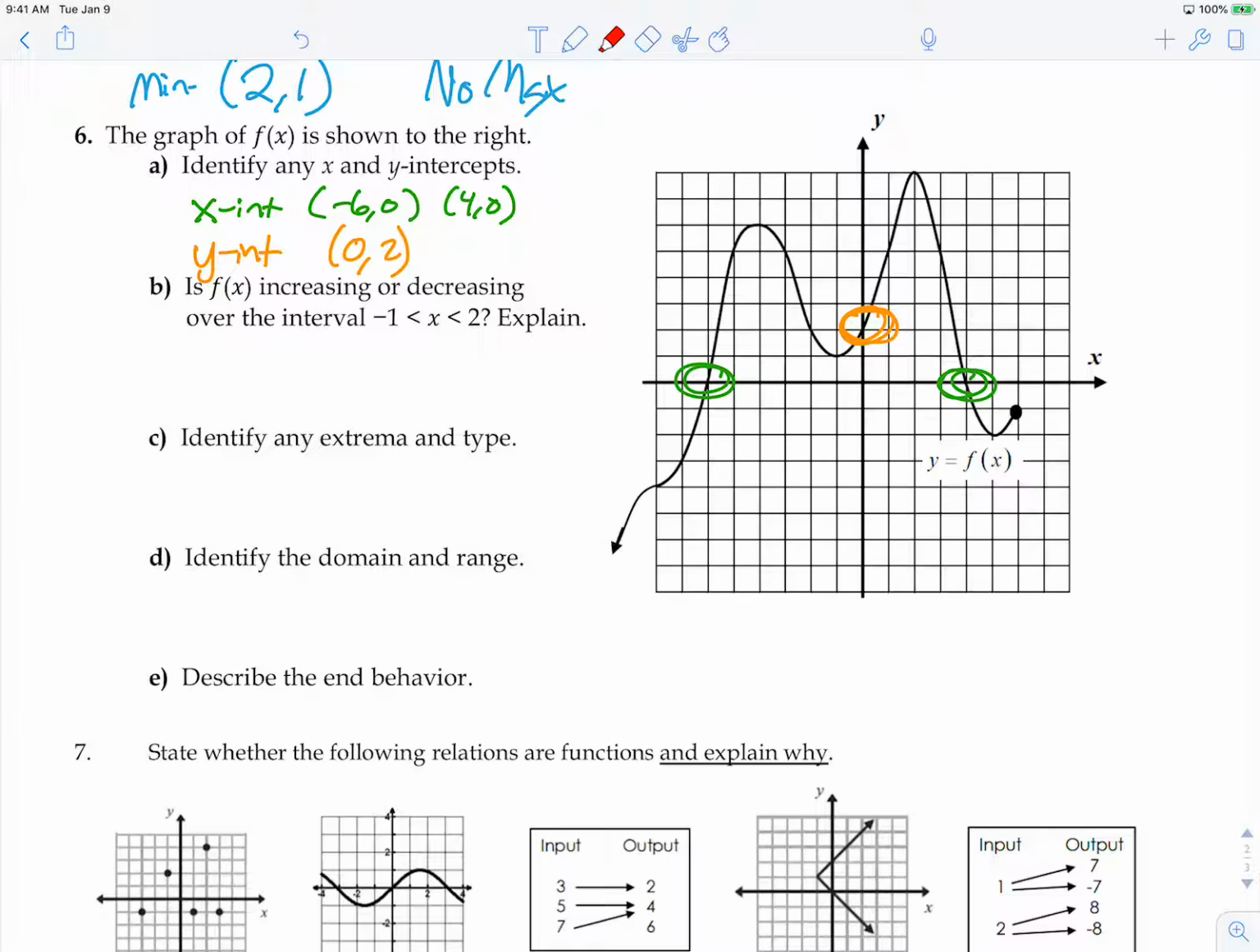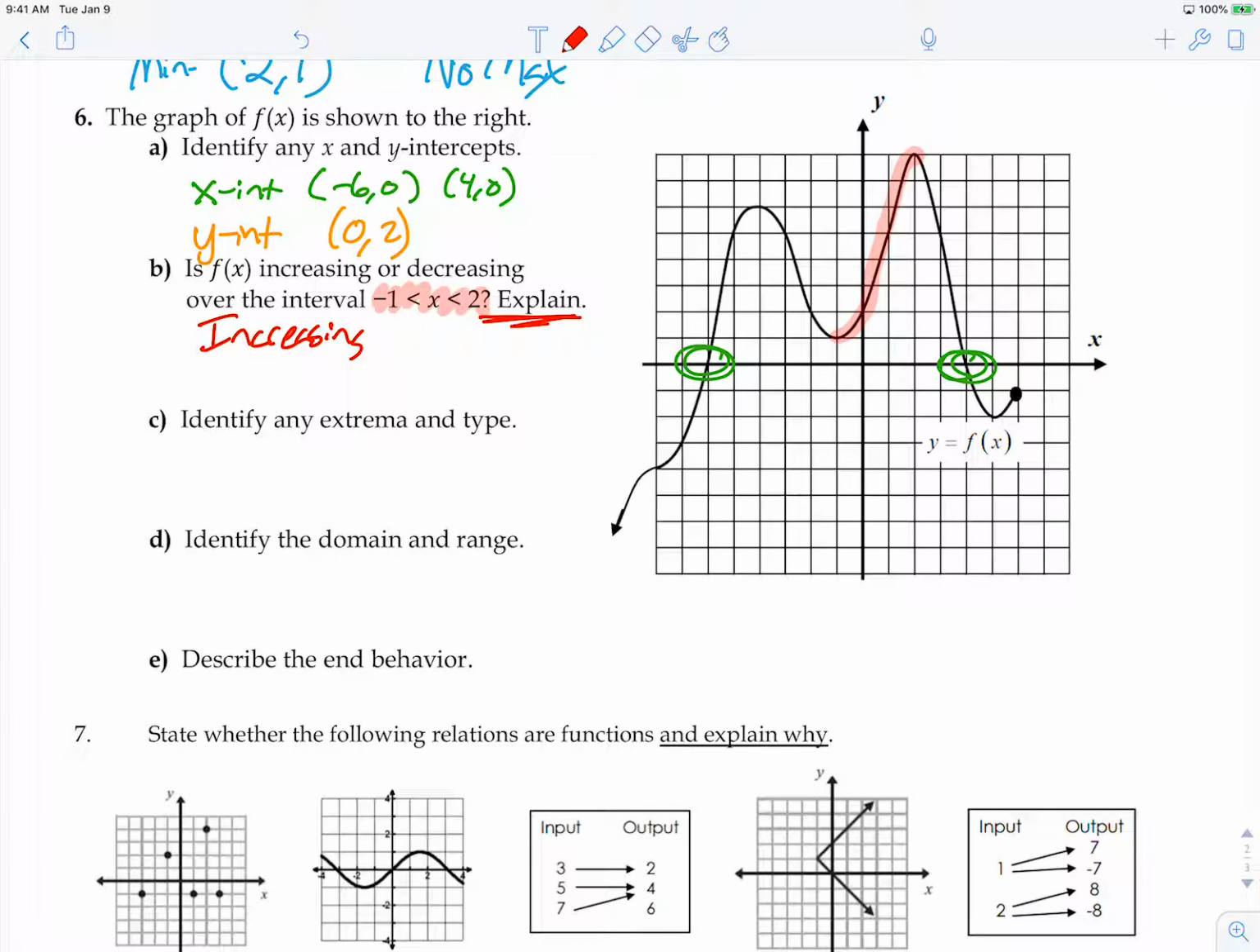I'm just learning more. Okay, between negative 1 and 2, if you were to look at the graph, from negative 1 to 2, my graph is going from here to here. So that is increasing. To explain it, remember that you read a sentence the same way you read a graph, from left to right. So from left to right, that is going uphill. It is increasing.